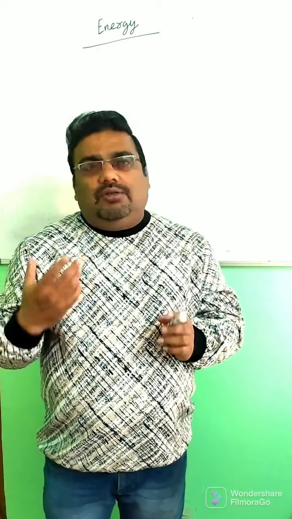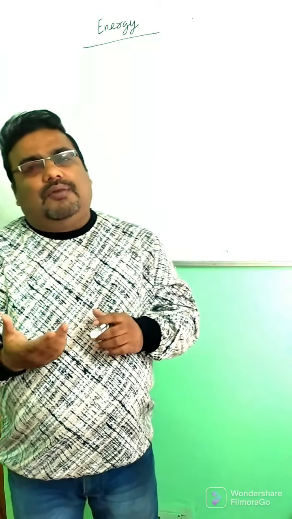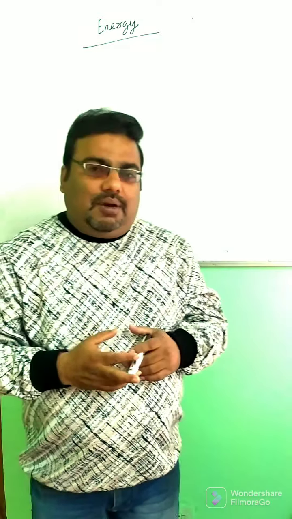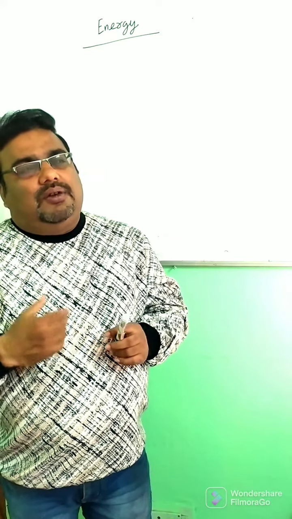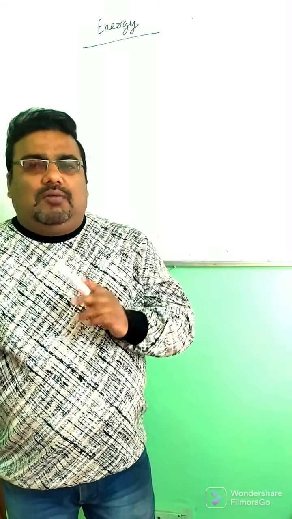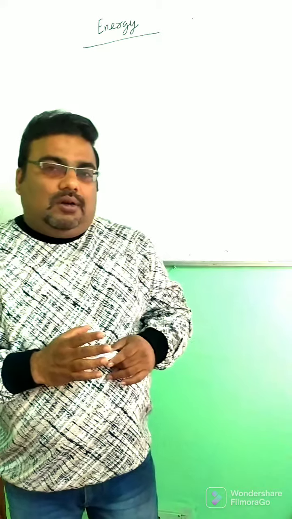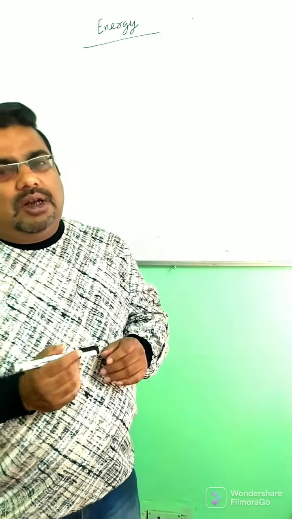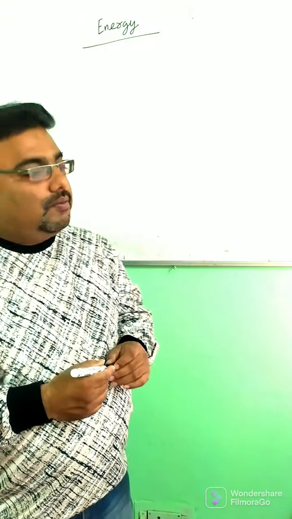Suppose if you do 10 joule of work, then you require 10 joule of energy. Then an equal amount of energy is consumed from our body. Suppose the work done by our body is 50 joule, then an equal 50 joule of energy is consumed from our body also. So the work done by the body is equal to the energy consumed by the body.